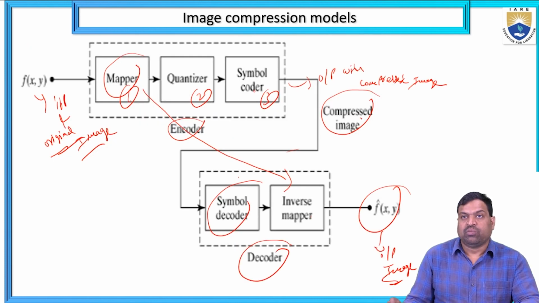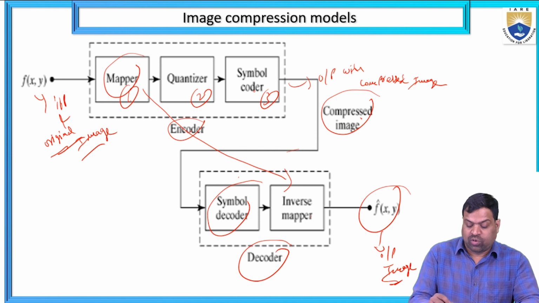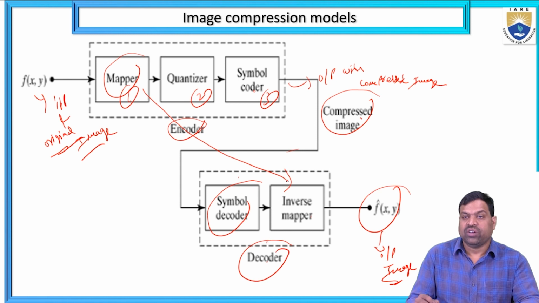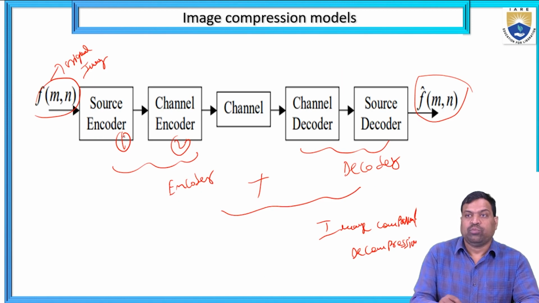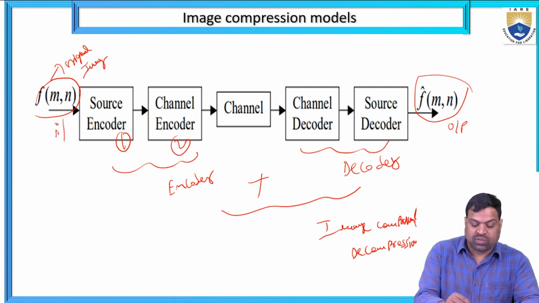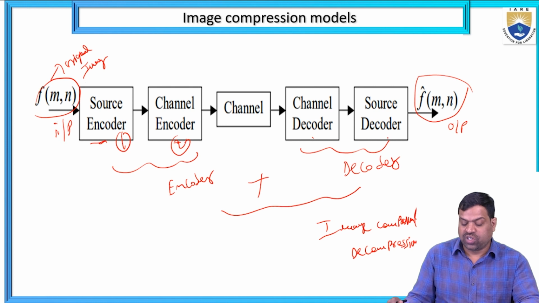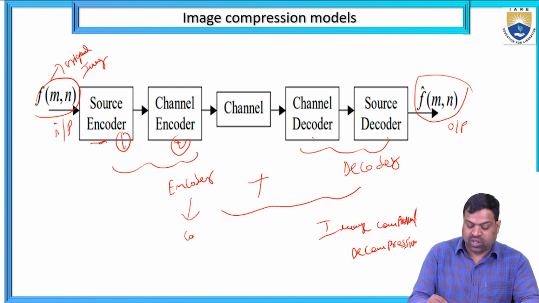So another example of image compression models has an encoder and a decoder. At the encoder side: mapper, quantizer, symbol encoder. At the decoding side: symbol decoder, inverse mapper. So f dash of x comma y is the compressed or decompressed image. F of m comma n is an input and f dash of m comma n is an output. So the stages are source encoder, channel encoder, channel decoder, source decoder. Encoding is for compressing.